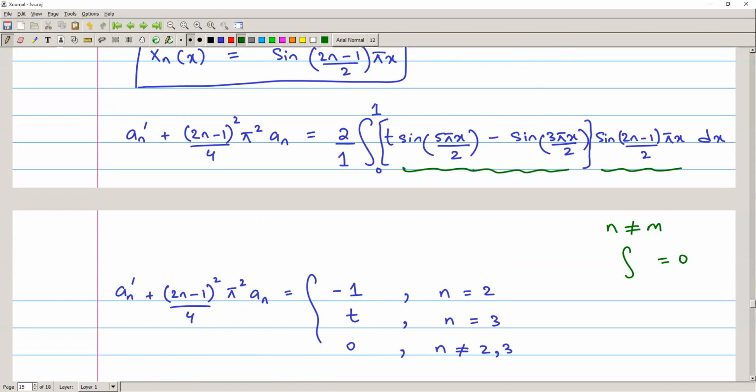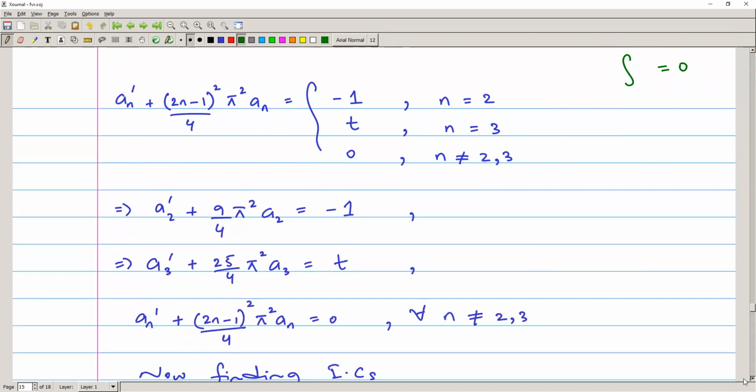So for n equals 2 here, you can see it will be 3 pi x over 2, right? So we are going to put n equals 2, then we are going to get -1, because the coefficient of this function is -1. And for this one, we are going to use n equals 3, so we are going to get t because the coefficient of this is t. So for n equals 3, it's t, for n equals 2, it's -1, and for all other n's, it will be 0, right?